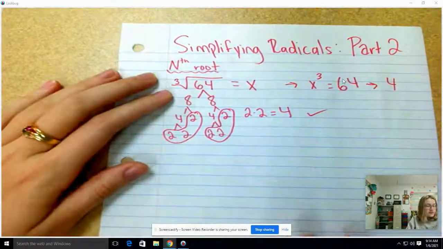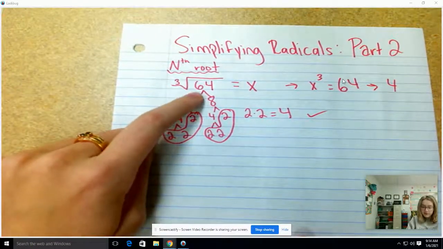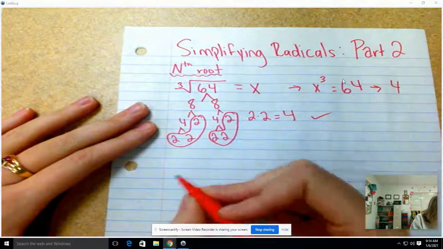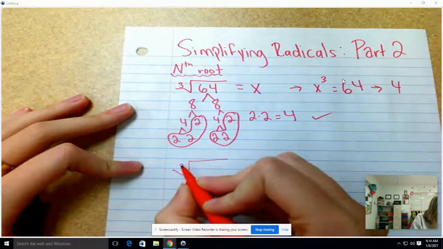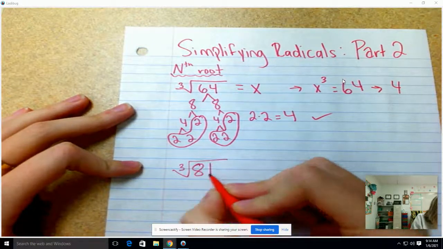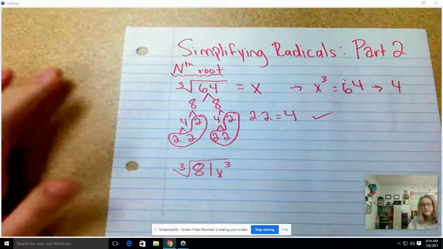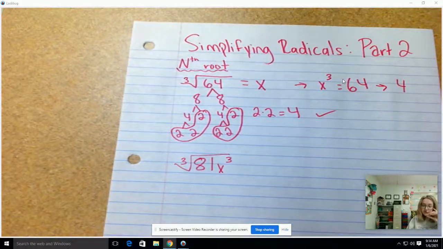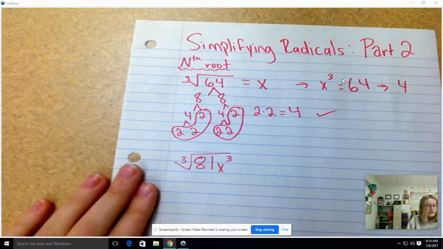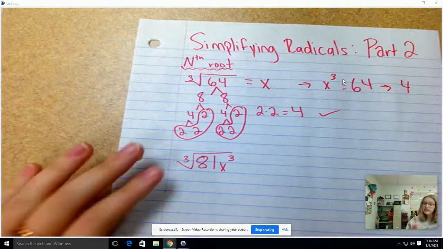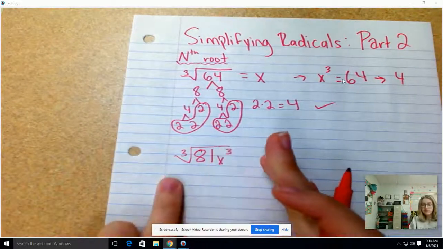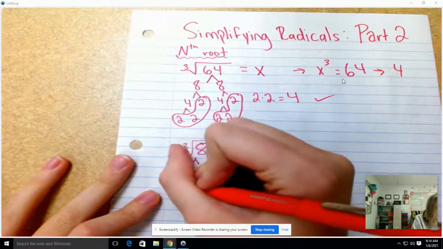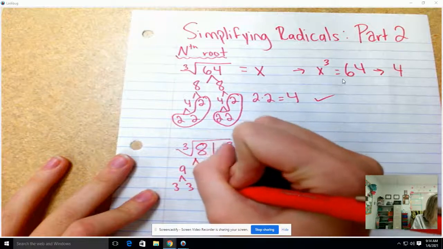Okay, so when you have the nth root like this, sometimes it can be simple with numbers inside, or you might have something like the cubed root of 81 x to the third. There are a couple of different ways you can think about doing this. I recommend starting off by treating them separately. We're not going to worry about this x to the third. We're just going to worry about this 81. So we're going to make our factor tree. We're going to have 9 and 9, then 3, 3, 3, 3.